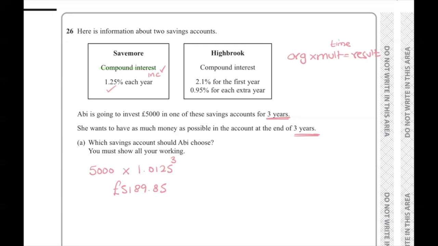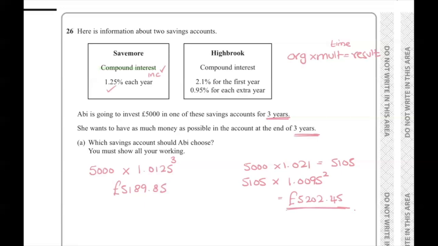So now we're going to look at Highbrook, who's got a slightly different thing. We're going to earn 2.1% for the first year and then a different percent for the second. Don't think you can combine these. They must be done separately. So this is our first year, and then our total is used for the next 2 years. And it will be to the power 2 because the first year has already been done.